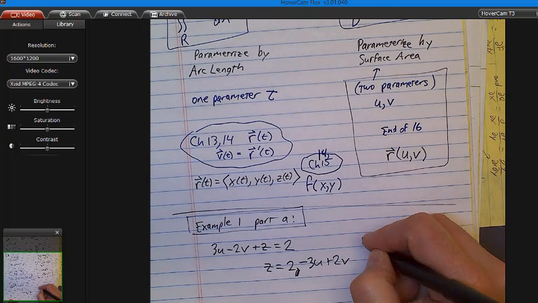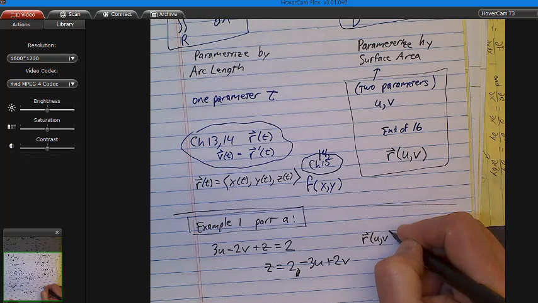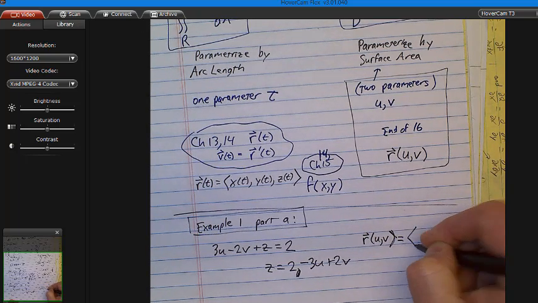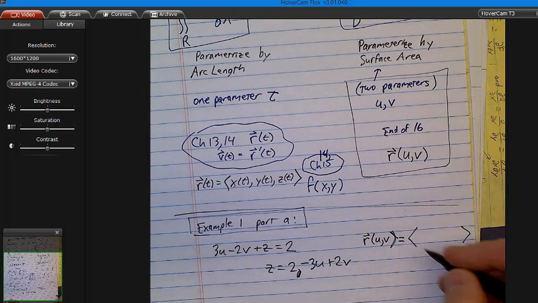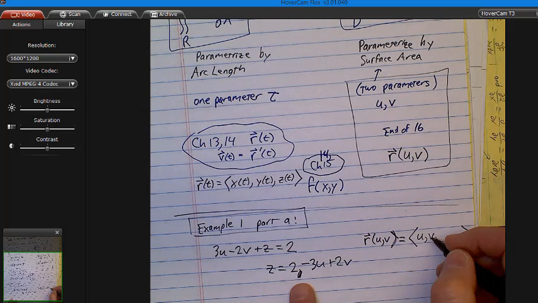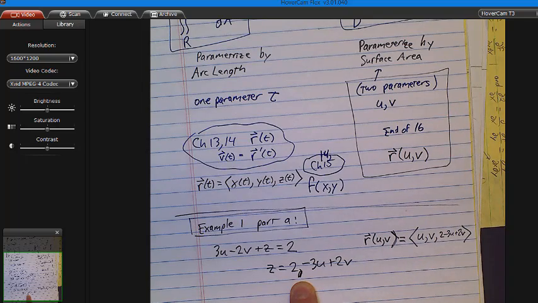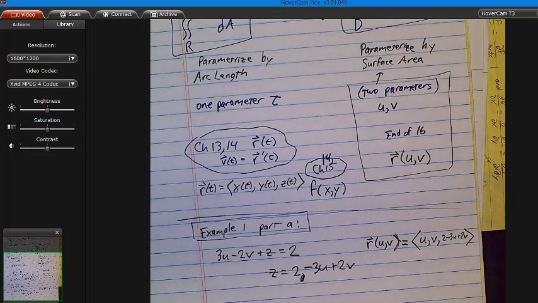I can say that r of u comma v is equal to, well, okay, here we go. We said x is u, we said y is v, and now z is given by 2 minus 3u plus 2v. There's a parameterization of the plane. And again, I'd have a UV rectangle, and I could get a point on the plane by selecting a point on the rectangle. Are you with me?